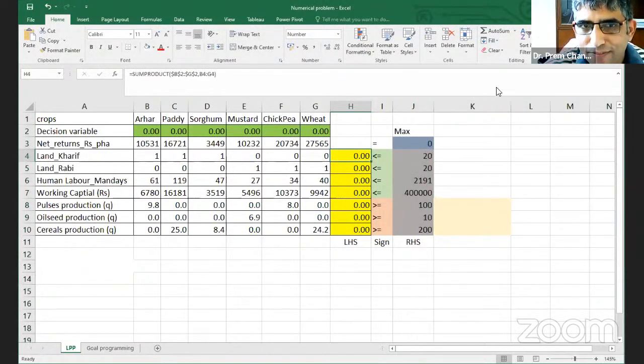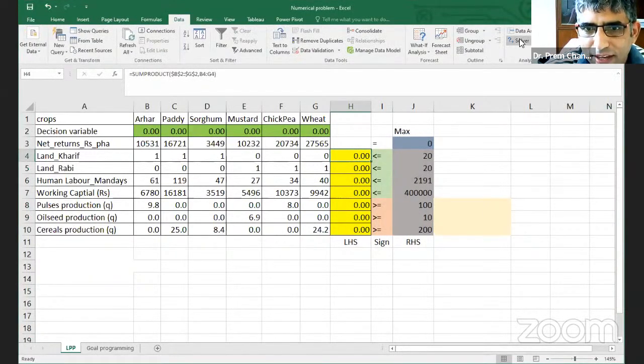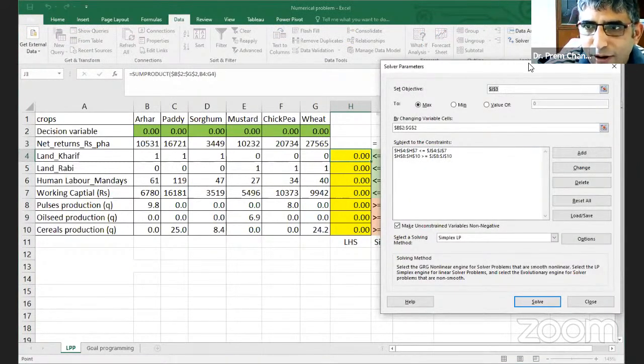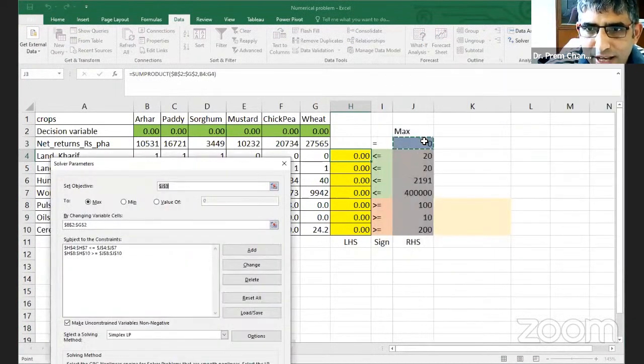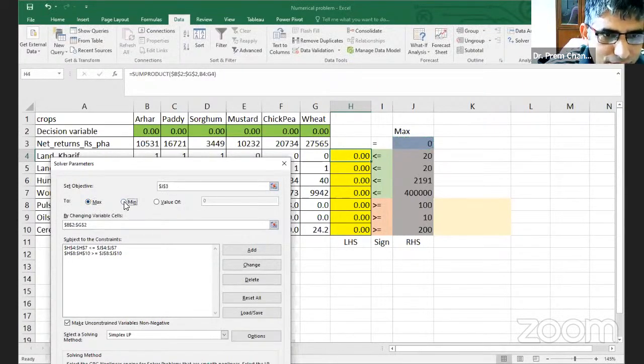What I will do is go to Data and then Solve. As Dr. Kingsley said, my objective is to maximize net return. So which cell will I select? I will select J3, because my net return from all the crops is in the J3 cell. I want to maximize it, not minimize it.